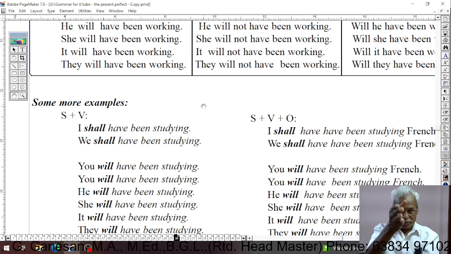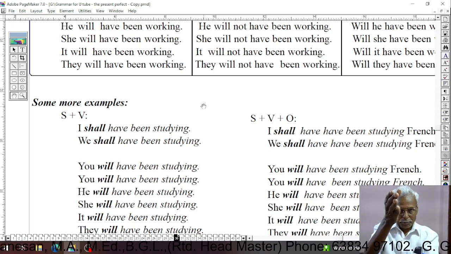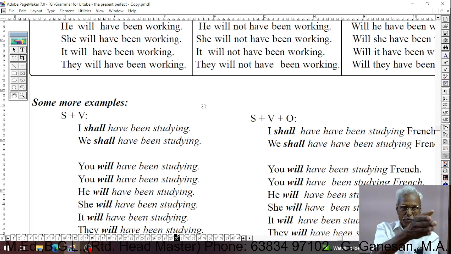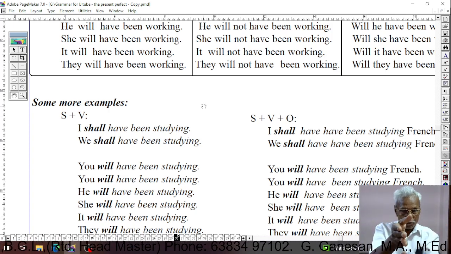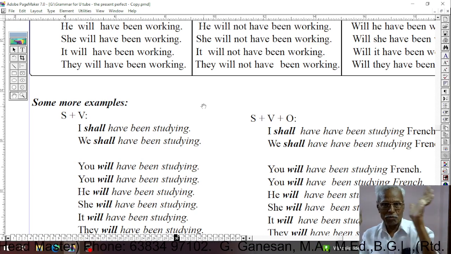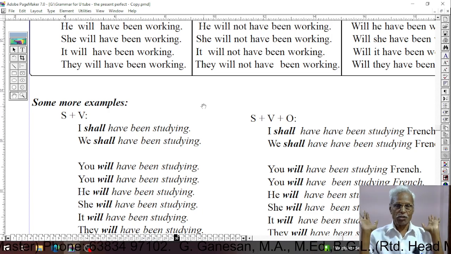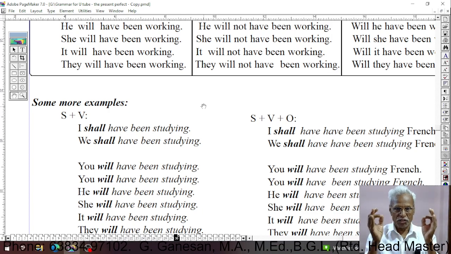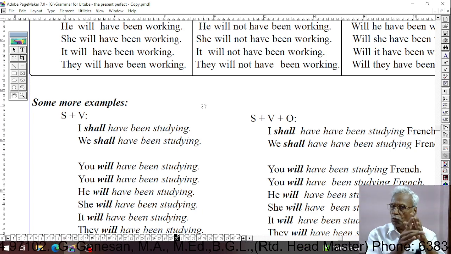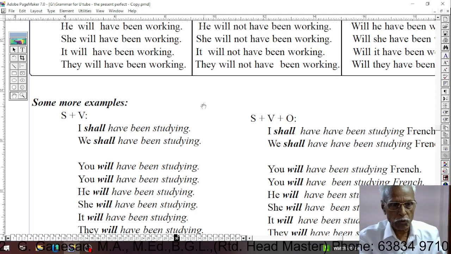That action started before a particular time, before a point of particular time, and will be going on at the time of speaking. That's all. That is the present perfect continuous tense, in which four verbs are used: shall, will, have, been, then present participle. Some more examples.